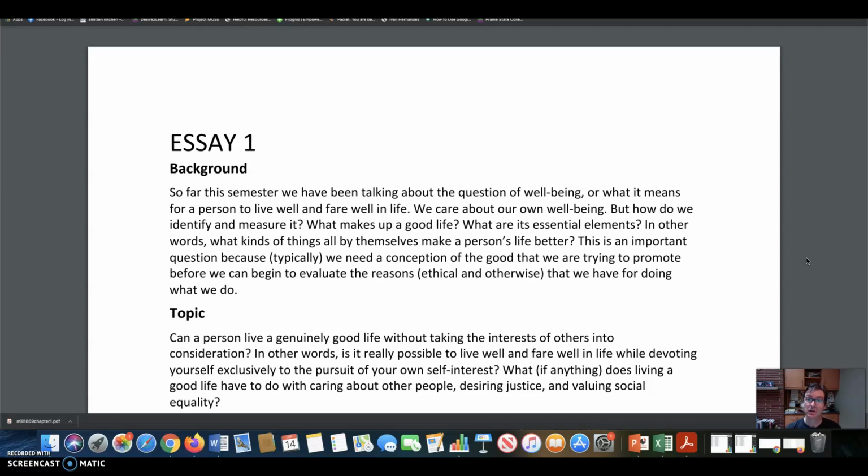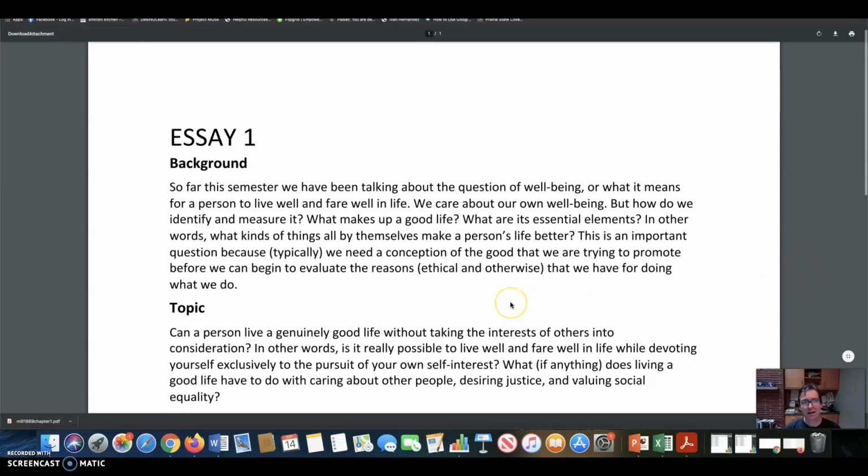And that's kind of the starting point for this course. What is the conception of the good that we as a culture, as a society, are trying to promote in our lives, through our laws, through our public institutions? Before we can begin to think about norms for right and wrong, the idea here is that we need a conception of the good, or we need to be able to talk about what we're talking about when we think about the good. Okay, so that's the background.